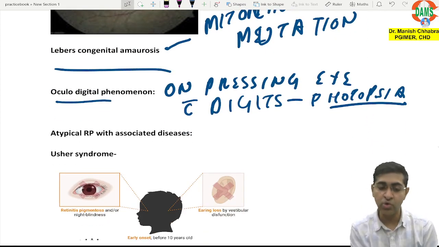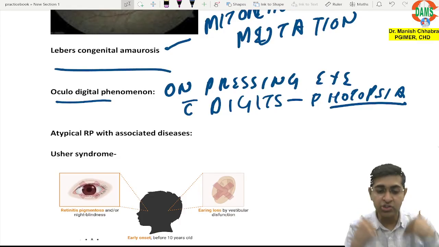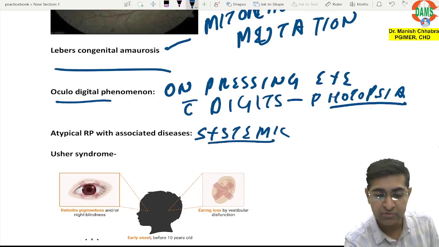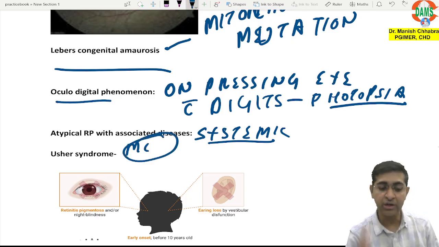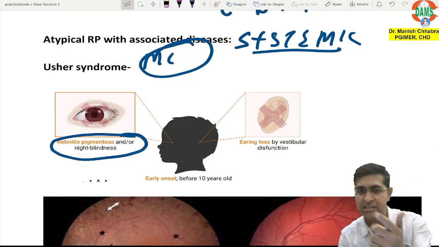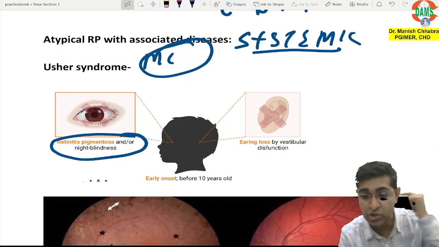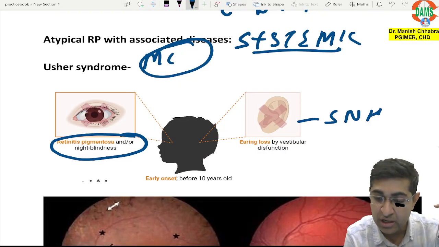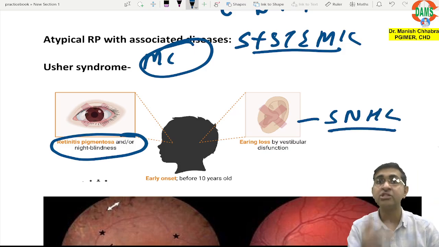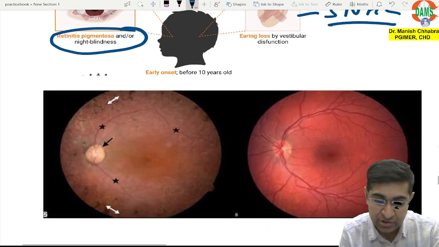Now coming over to atypical RP, which is associated with systemic disease. So first and foremost, which is actually the most common, is your Usher syndrome. So there is retinitis pigmentosa, and you know the earliest symptom is night blindness, but there will be associated sensorineural hearing loss, and the onset is early, that is before 10 years of age.